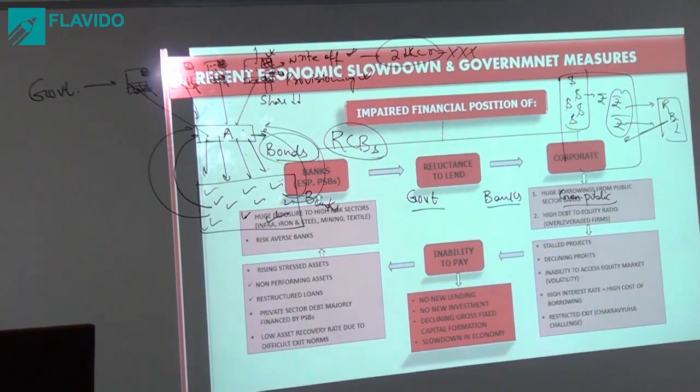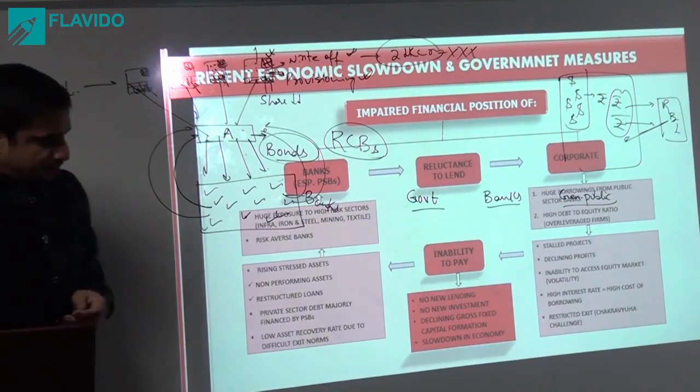and price gains, dividend and price gains from PSB shares.